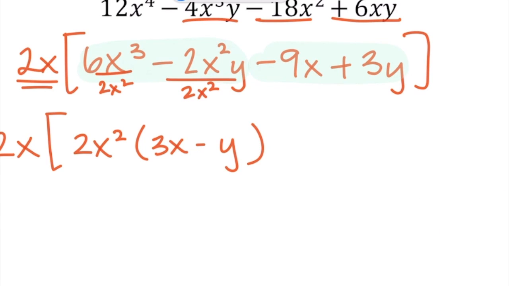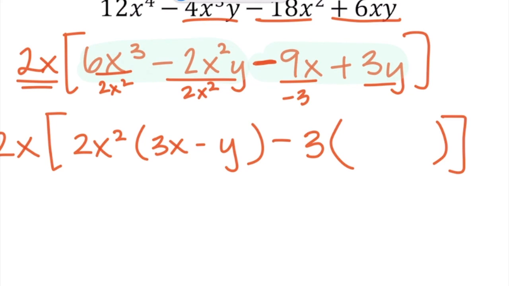And then for our second group, our numerical common factor, again, notice there's a negative right here, so I generally tend to go ahead and choose to factor out a negative here. So I'm going to say my greatest common factor here is a 3, but I'm going to factor out the negative of it. And now negative 9x divided by negative 3 is going to be a 3x. And 3y divided by negative 3 is just a minus y.